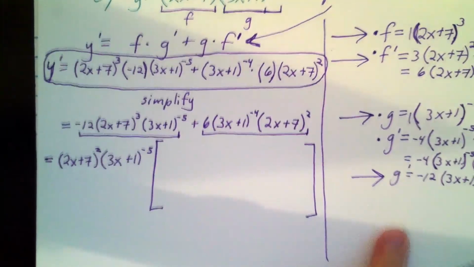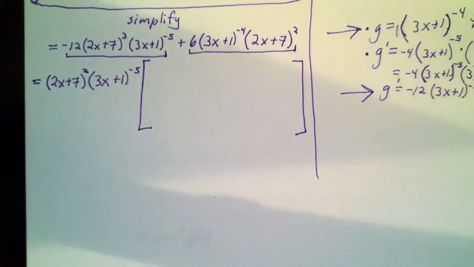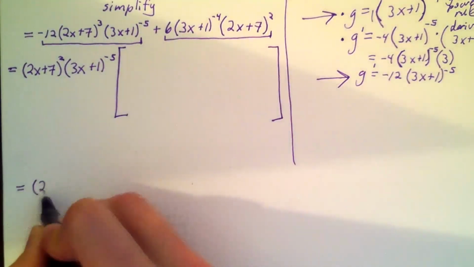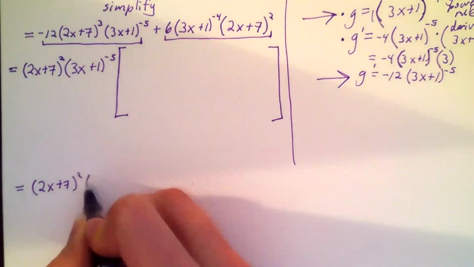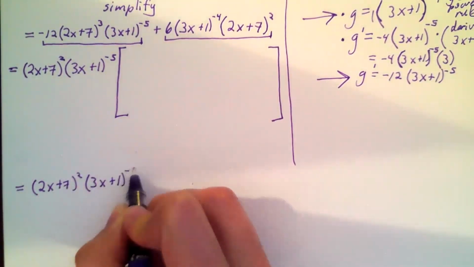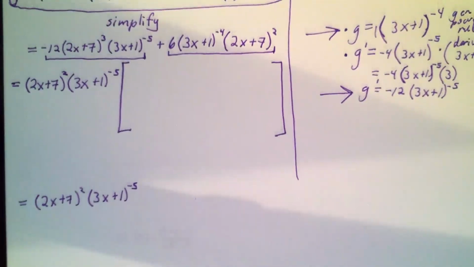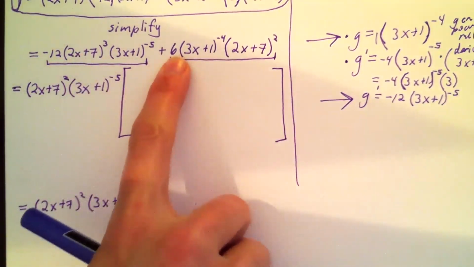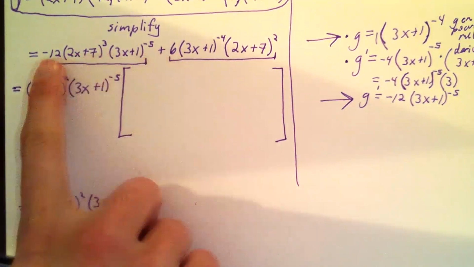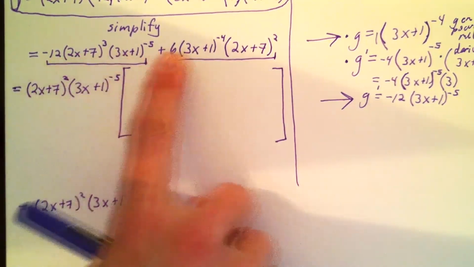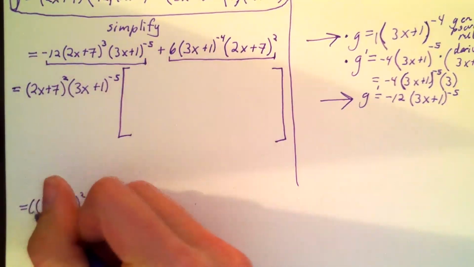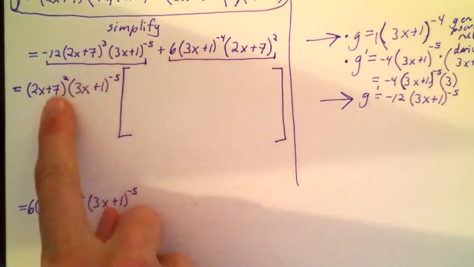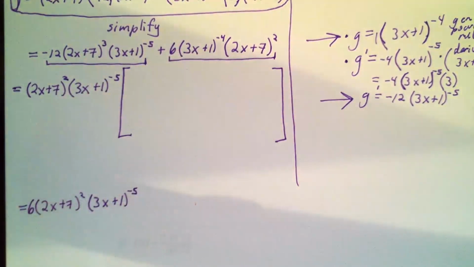So I'm going to bring this down where I have a little more space so I can show this being done. I've got 2x plus 7 squared times 3x plus 1 to the minus 5 that I'm going to pull out as my greatest common factor. And actually, if I want to be particular about it, I have a negative 12 here and a 6 there. Between those constants, I can actually pull out a 6. Negative 12 and 6. So I'm going to make that an addition to my greatest common factor here. I can pull out a 6, I can pull out a 2x plus 7 squared, and I can pull out a 3x plus 1 to negative 5.